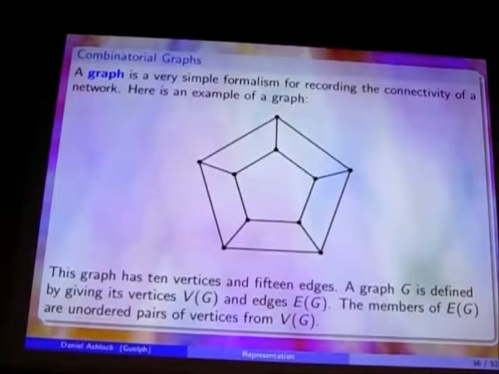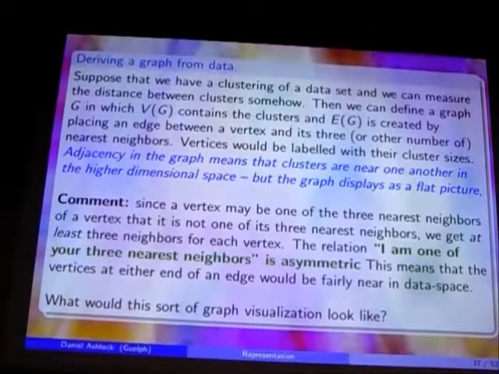A graph is a very simple formalism for recording the connectivity of the network. There's an example of a graph. It has 10 vertices, it has 15 edges. It's called the pentagonal prism, if anybody cares, and it's a fairly logical name for it. So suppose we have a clustering of a data set, and we can measure the distance between the clusters somehow. Then we can define a graph G, in which the vertices of the graph contain the clusters, and the edges are created by placing an edge between a vertex and its 3 or other number of nearest neighbors. Vertices would be labeled with their cluster sizes.